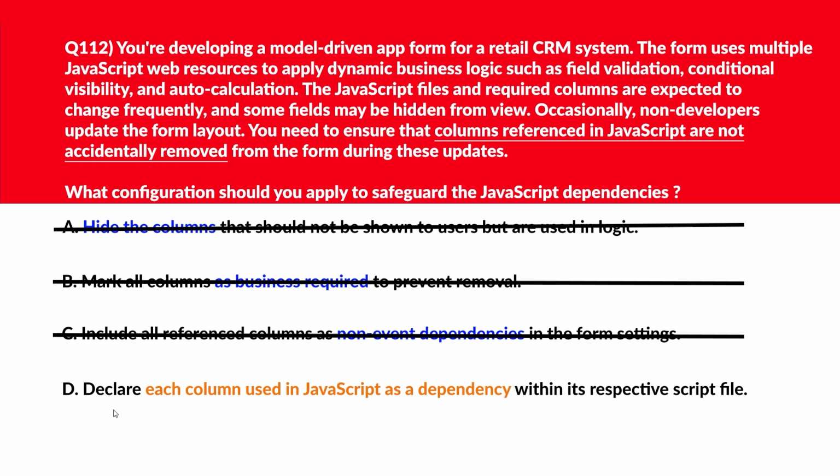D says declare each column used in JavaScript as a dependency within its respective script file. Declaring column dependencies in each JavaScript file ensures those fields are retained during form edits and script execution. We'll lock option D as the right choice.